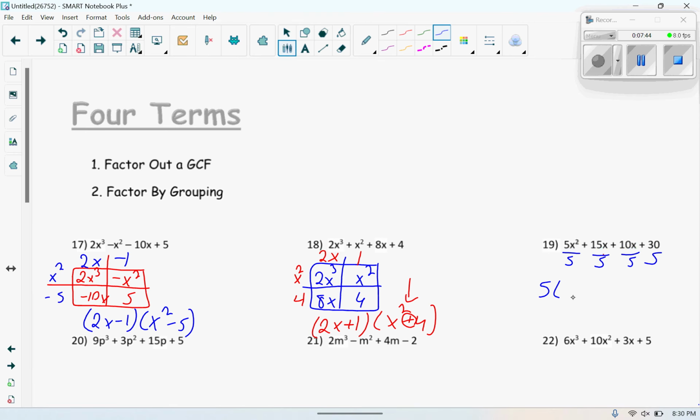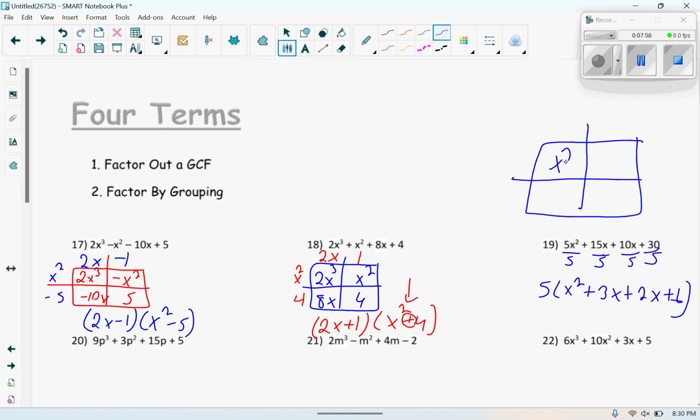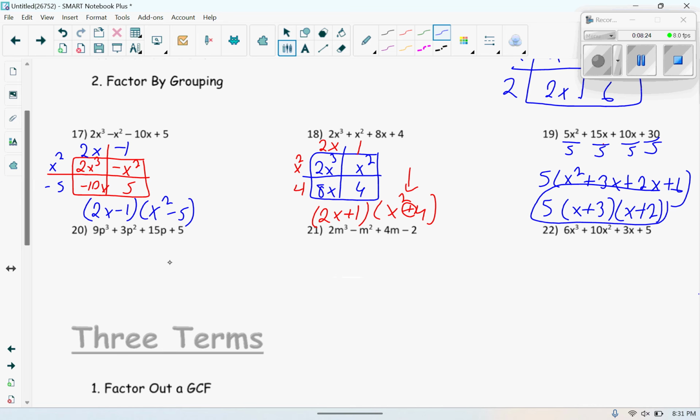So this is 5. I've got an x squared plus 3x plus 2x plus 6. Okay, let's try that. So that's what I want to put in my box. So I'm going to factor out, let's see, I like that. That's x, so that's x. So that has to be 3, and that has to be 2. So I'm going to keep that 5 there, and I have an x plus 3 times an x plus 2. Like that. Okay, let's keep it going.